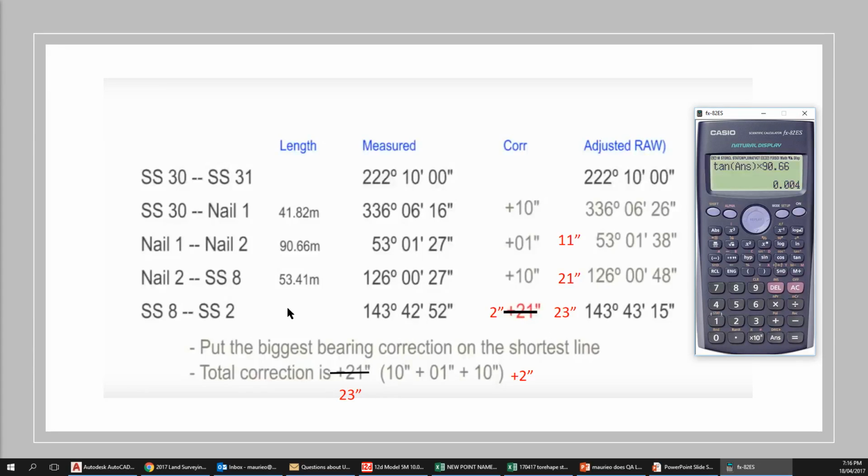So I'm going to assume that it's put that this is a longer line in here, and I'm just going to put 2 seconds in that line. However, the bearing correction accumulates up to the 23 seconds, and that hasn't been shown here particularly well. But what's happened here is we've got 336.0616 plus 10 seconds gives us 336.0626, so no problem there.